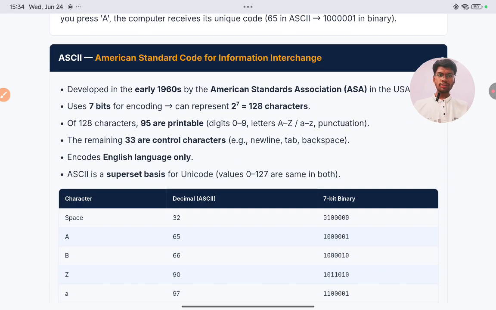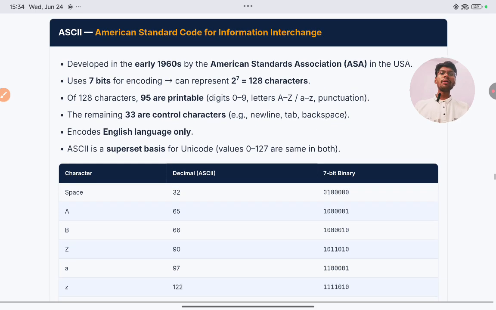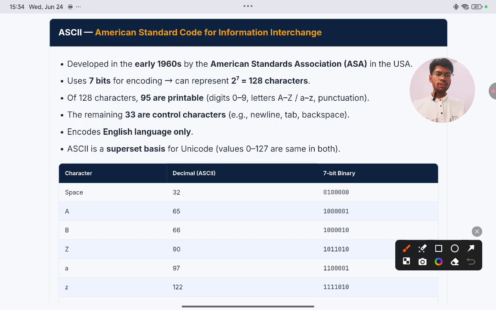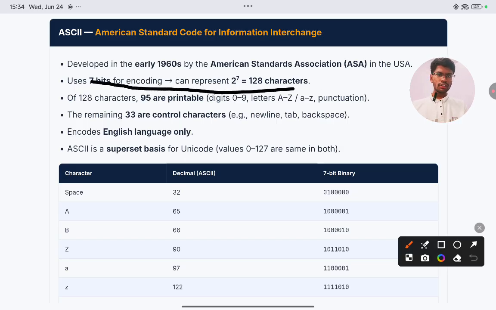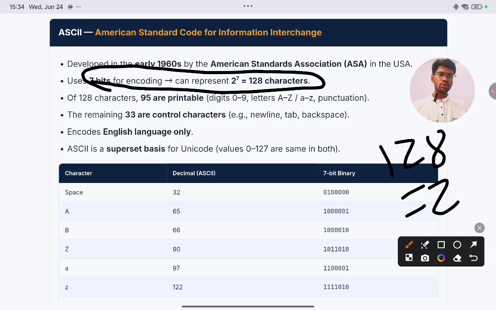So first, our system is ASCII. Remember this full form or abbreviation. It is often asked in exams. What is the full form of ASCII? American Standard Code for Information Interchange. It was developed in the early 1960s by the American Standards Organization in the United States and uses 7 bits for encoding. So we can represent 2 to the power n characters. It means how many characters? 2 to the power 7 is 128 characters we can represent. So remember how many characters it is. Very important: it has a total of 128 characters, 2 to the power 7, and 7 bits for encoding.